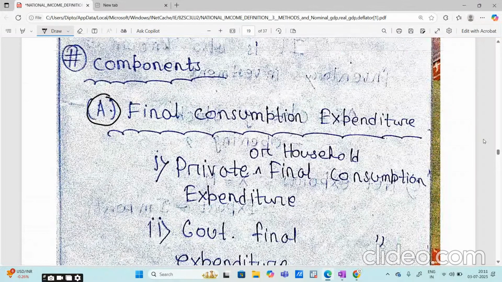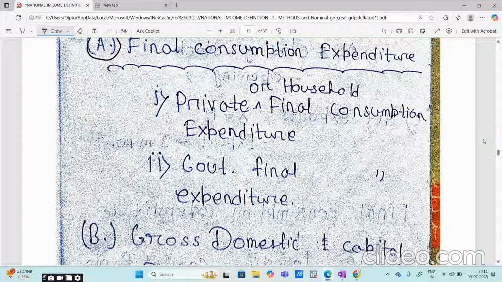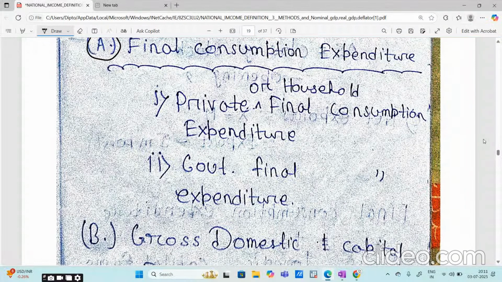Okay, in the final consumption expenditure there are basically two sub components. One is private or household final consumption expenditure, and another one is government final consumption expenditure. We as households buy clothes, buy food, buy different types of products, right? So whatever consumption expenditure is done by us as private households is basically private or household final consumption expenditure.